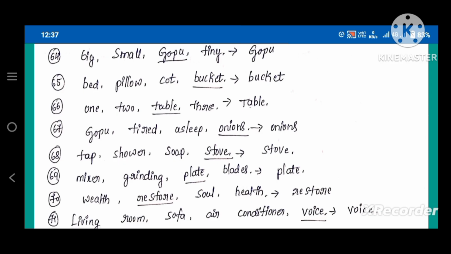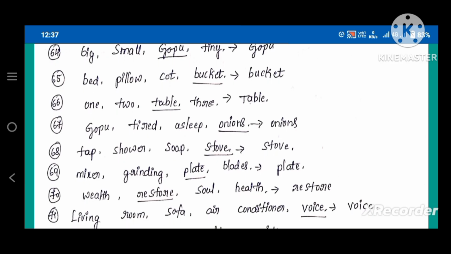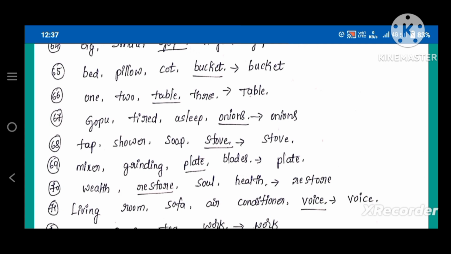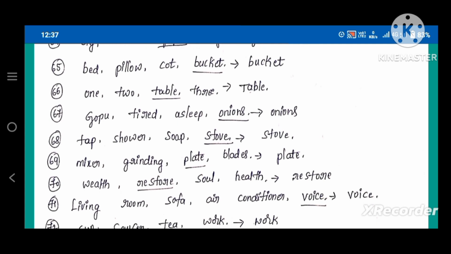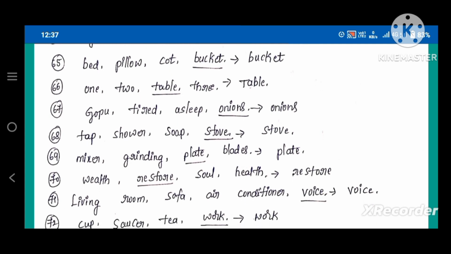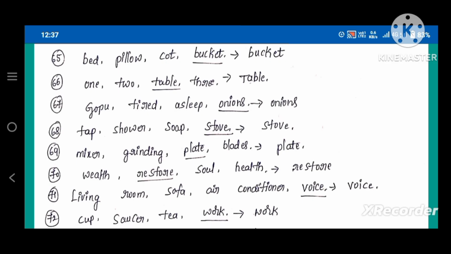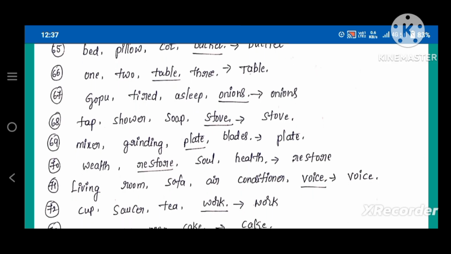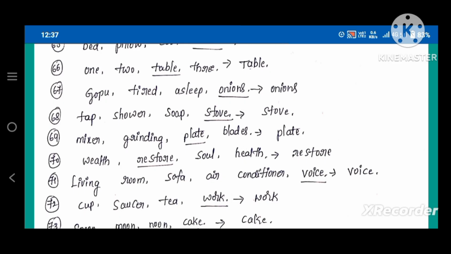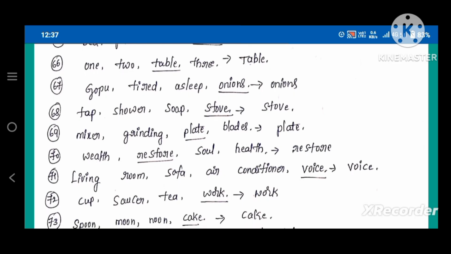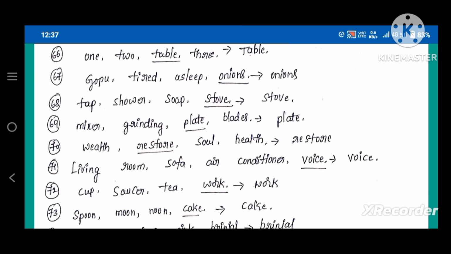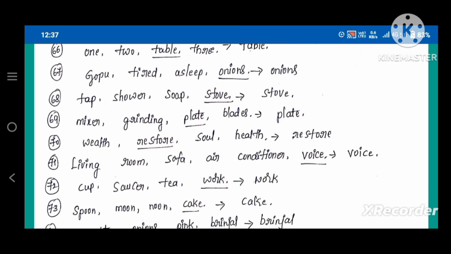69th one, mixer, grinding, plate, blades. Odd one is plate. 70th one, wealth, restore, soul, health. Restore is odd one. 71st question, living room, sofa, air conditioner, voice. Voice is odd one. 72nd, cup, saucer, tea, work. Work is odd one. Spoon, moon, noon, cake. Cake is odd one.